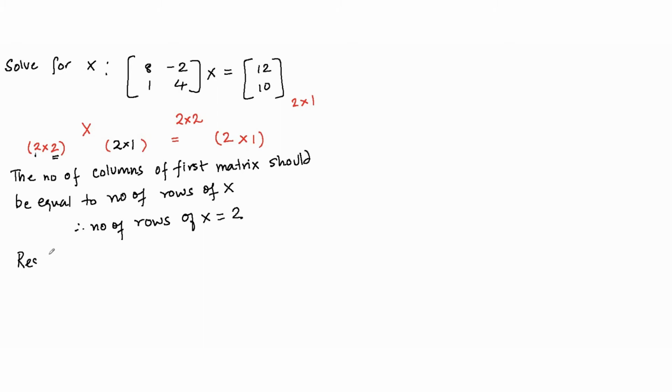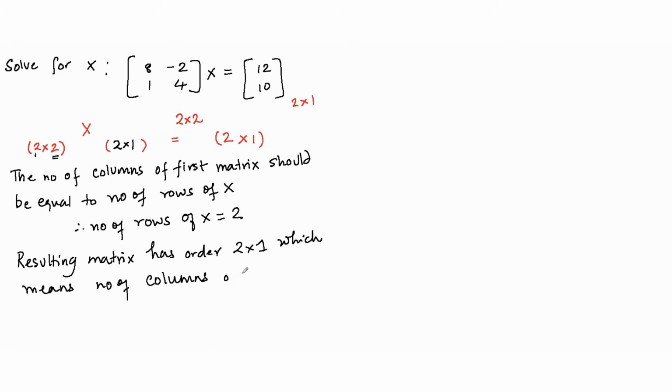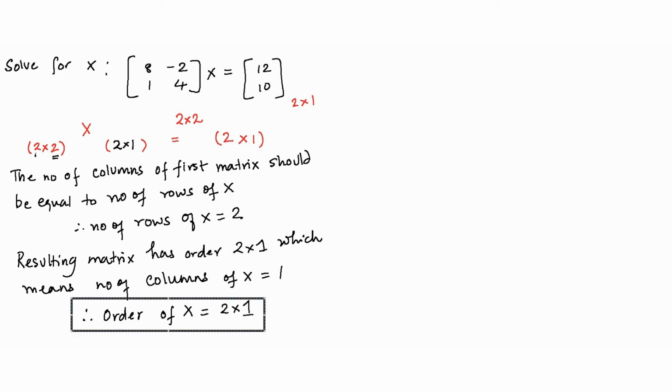And similarly, the resulting matrix has order 2 by 1, which means the number of columns of x is going to be 1, and therefore the order of matrix x is 2 by 1. So this is a very important conclusion that we have reached, and because the order is 2 by 1, I can now say let the matrix x be 2 rows and 1 column.